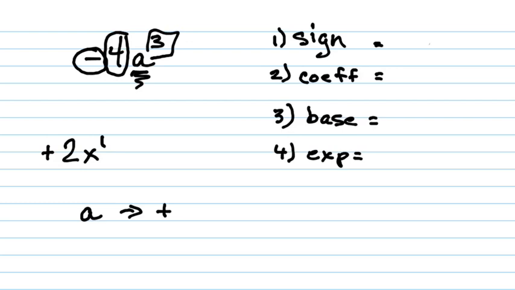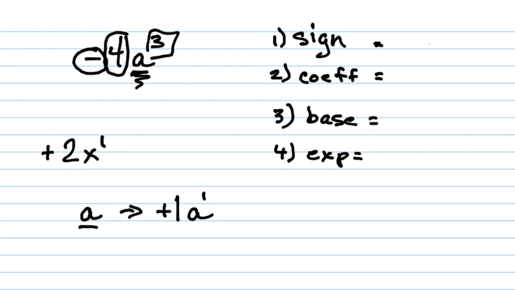Because it's just like if you had a computer. You wouldn't say this one computer. You'd just say computer, right? So if there's no number, you assume it to be a 1. We do have a base, which is what? A. And what is the exponent if you don't see one? Power of 1. All right? So you see that they're all there.